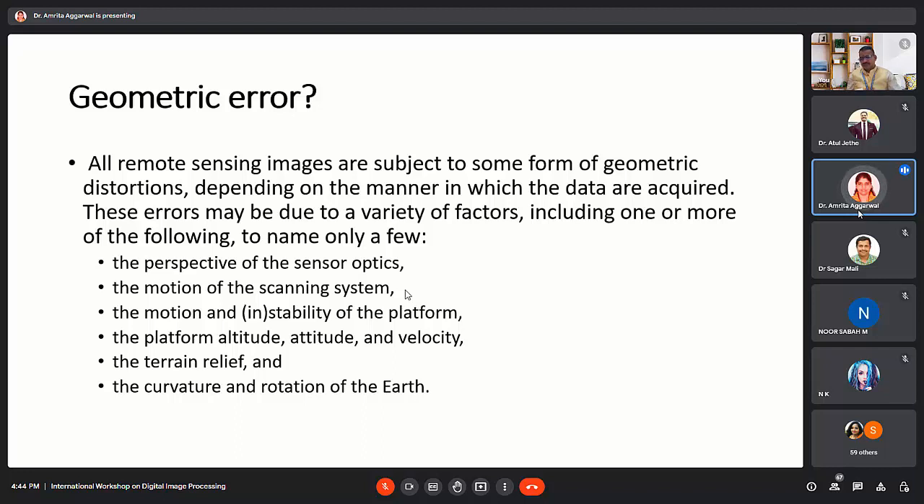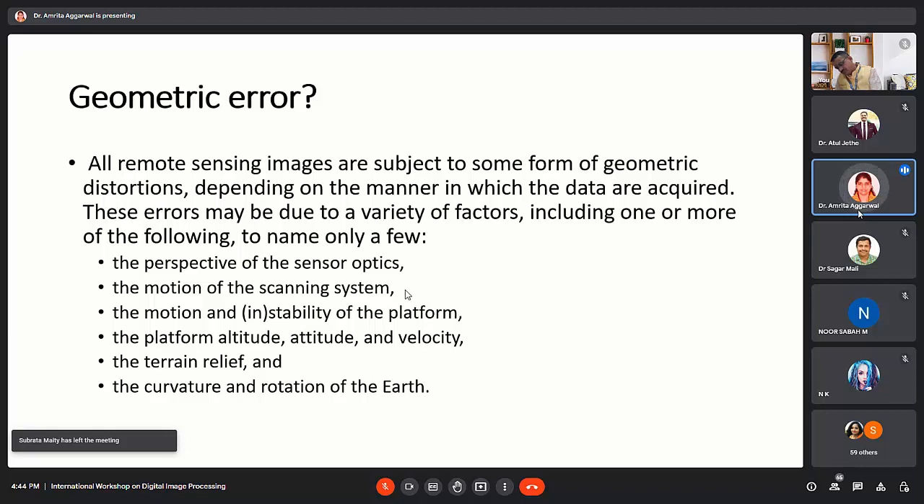What is a scanner in the first place? Anyone? Okay. So the sensor captures reflectance, but the sensor is attached to a scanner and the scanner is attached to the satellite. So it is the scanner which moves and takes the imagery of the earth.